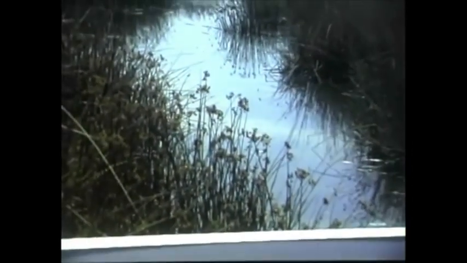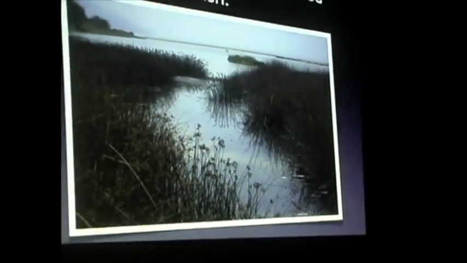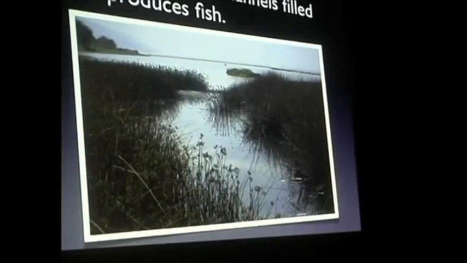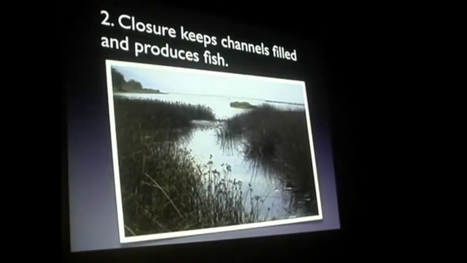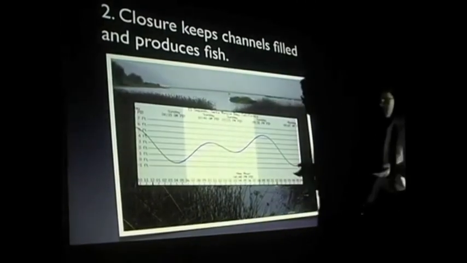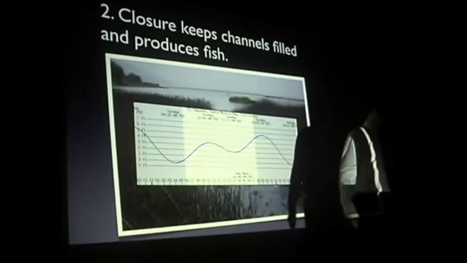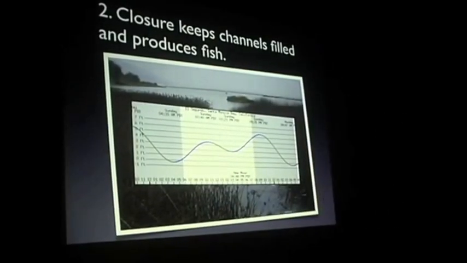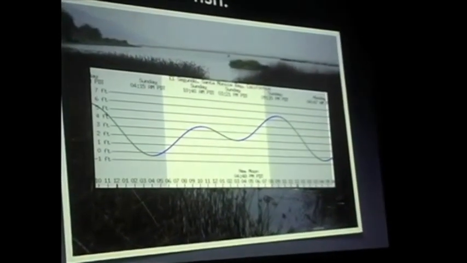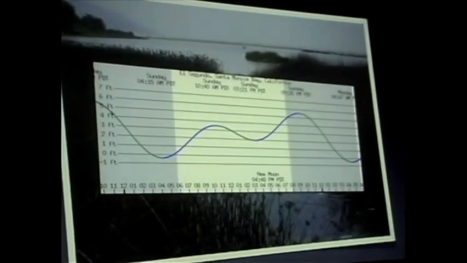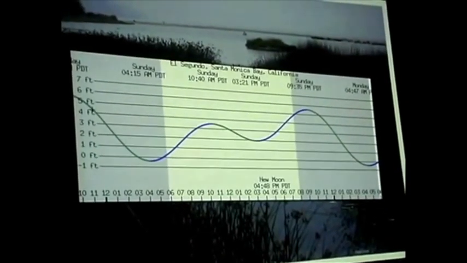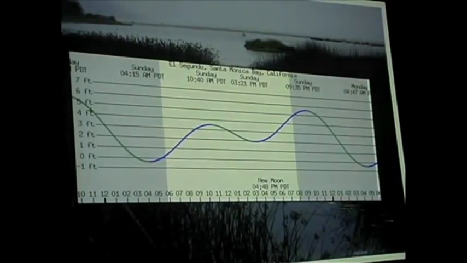Second, closure keeps channels filled and produces a lot of fish. It's actually really good for fish to have a closing estuary in the summertime in California, because the tides in California are not like the East Coast, where a lot of the textbooks were written about what's good for estuaries, because our tides have a lower low and a higher high. They're actually out more than tides on the East Coast. So if you have closure, for those species that are adapted to it, and there are many adapted to that closure, those channels are full, and they're busy, and they're productive, instead of being, some of them, empty of water during those tidal periods.